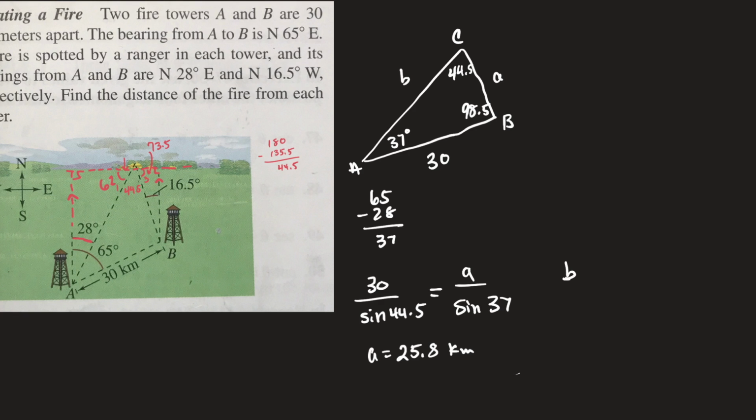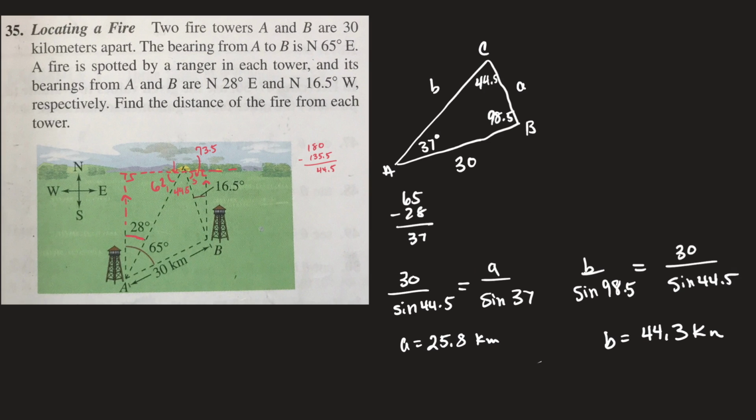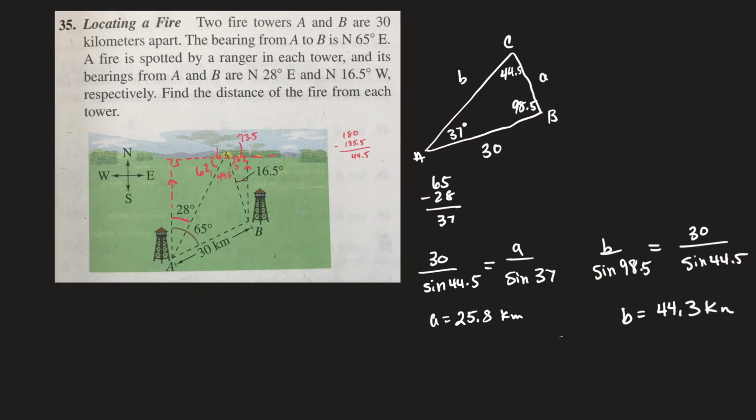We're going to say b over sine of 98.5 equals 30 over sine of 44.5. And then that gives us b is equal to 44.3 kilometers. In this case, that makes sense. B should have been larger. We have a 98-degree angle for angle B and a 37-degree angle for angle A, which makes sense when you look at the size ratios of each one.